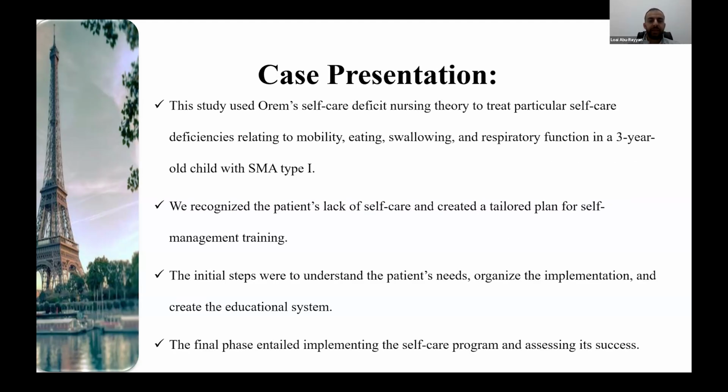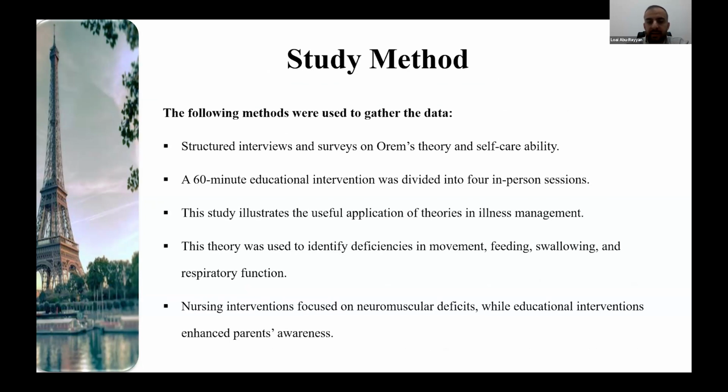For the case, there are deficiencies relating to mobility, eating, swallowing, and respiratory function in a 3-year-old child. We recognized the patient's lack of self-care and created a tailored plan for self-management training. The initial steps were to understand the patient's needs, organize the implementation, and create the educational system. The final phase entailed implementing the self-care program and assessing its success.